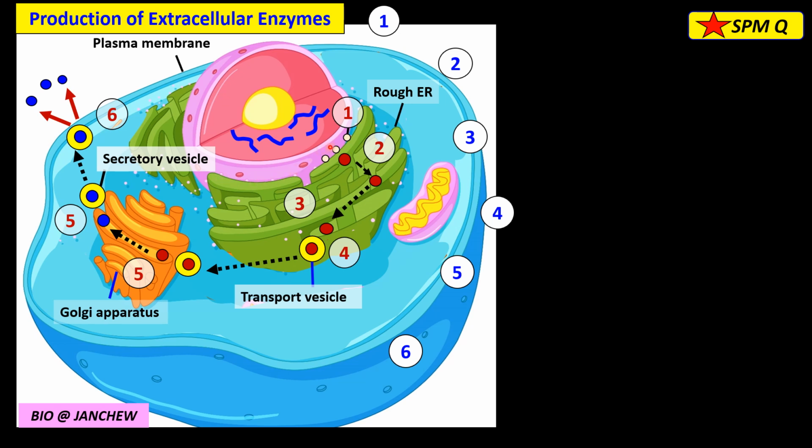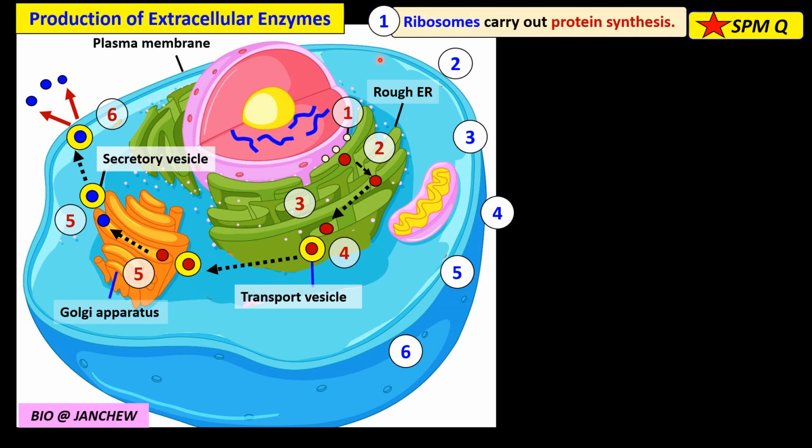They are found on the rough endoplasmic reticulum. Ribosomes synthesize proteins, or carry out protein synthesis, and they use the code from the DNA of the cell, from the chromosomes of the cell. They use the genetic code, or instructions, to carry out protein synthesis.